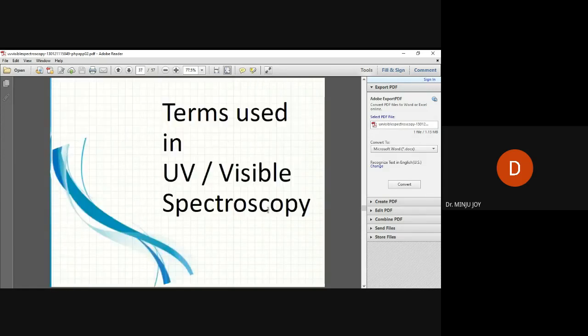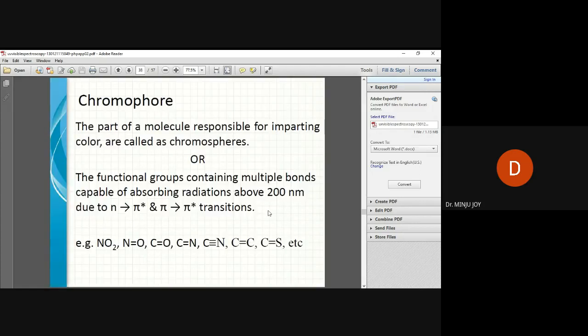Next, what are the terms used in UV visible spectroscopy? First is chromophore. What is chromophore? It's a part of a molecule which is responsible for imparting color to a particular compound. Usually, functional groups containing multiple bonds or double bonds or lone pair of electrons. These are responsible for imparting color, and it is showing absorptions about 200 nanometer.